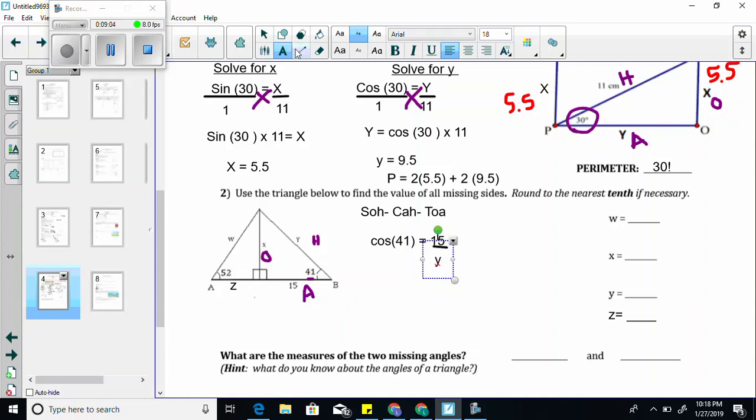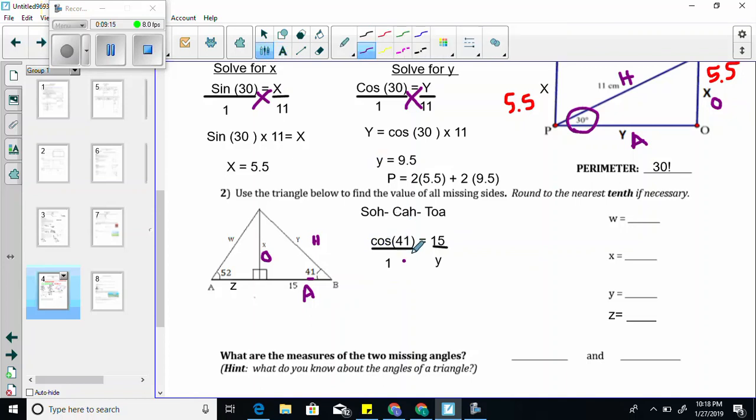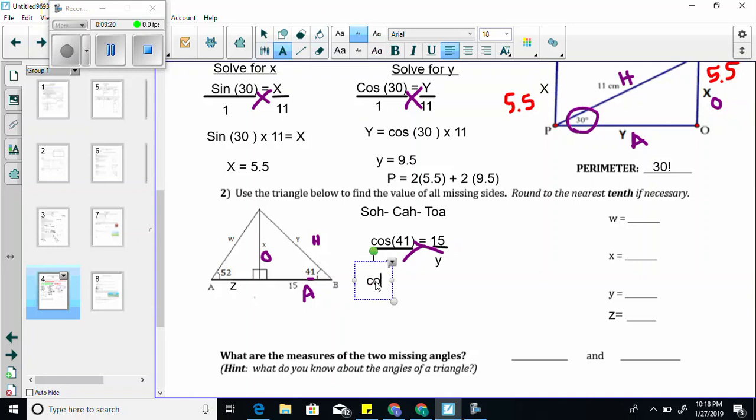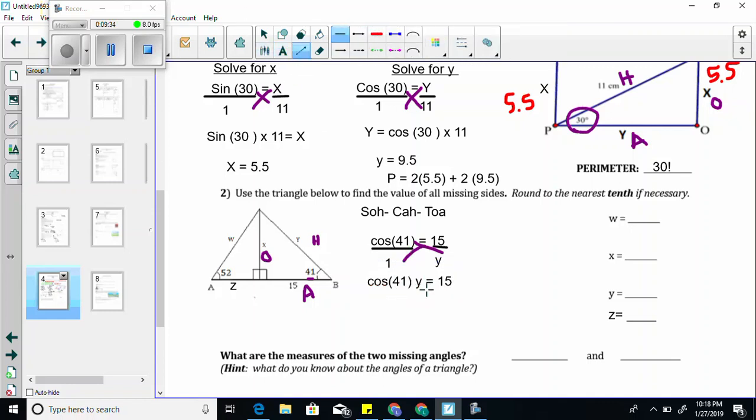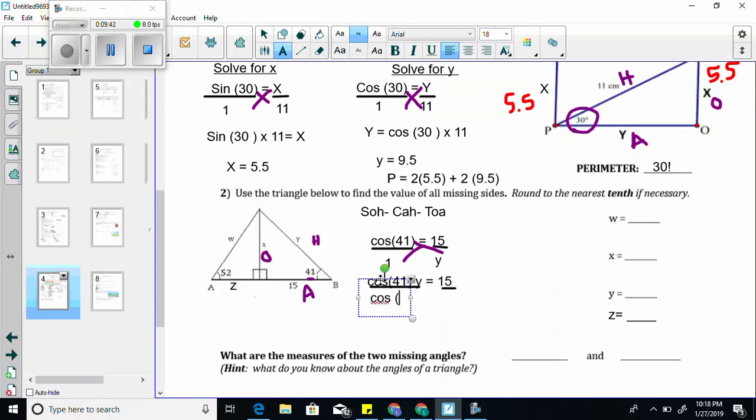Okay, now this one's a little more challenging in the sense that we have to divide, right? Because when I cross multiply here, it's not just going to be cosine of 41 times 15. When I cross multiply, I'm going to have cosine of 41 times y equals 15. But I want to solve for y. So this is where yesterday we did this. I have to divide both sides by cosine of 41. Why? Because I want to get y by itself.